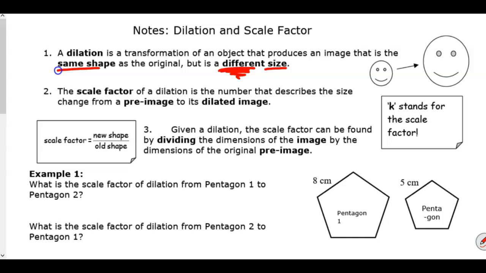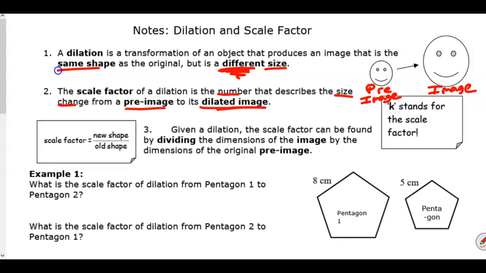So, scale factor of a dilation is the number that describes the size change. Now, whenever we have two pictures, like look at this smiley face, right? The first one that you start at is called the pre-image. Okay, you start with a pre-image, and you end up with an image. The pre-image is what you start with. Multiply by your scale factor to get your image. That is this dilated image.